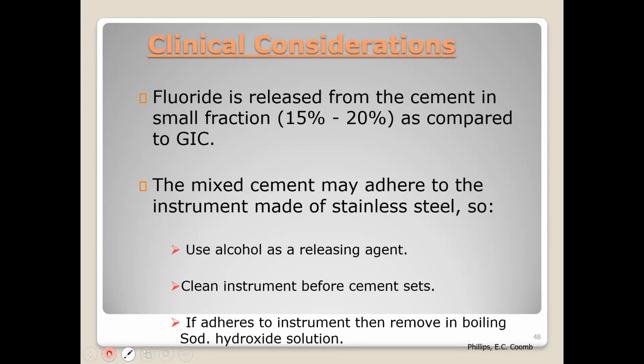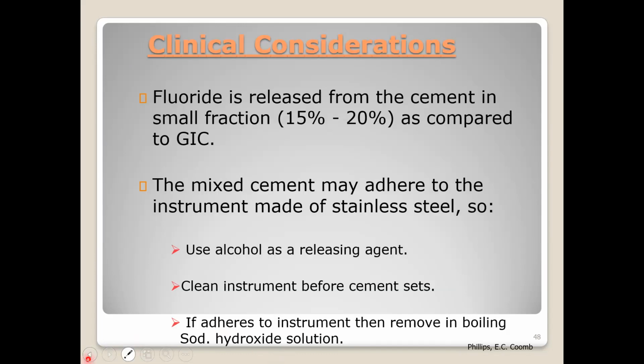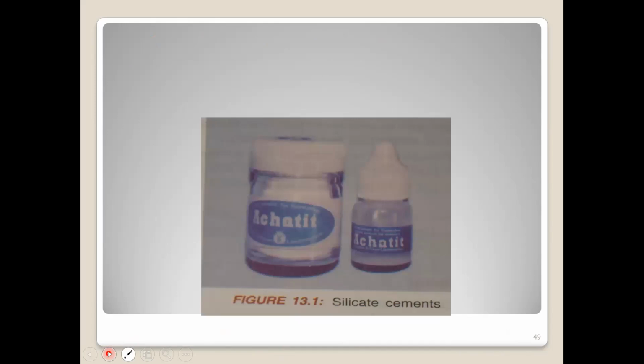Number one is that you should be aware of the precautions to be taken. That is, you should use alcohol to clean the spatula or whatever is being used for mixing, and it should be used as a releasing agent. And if it adheres to the cement, then it can be cleaned by using a sodium hydroxide solution.